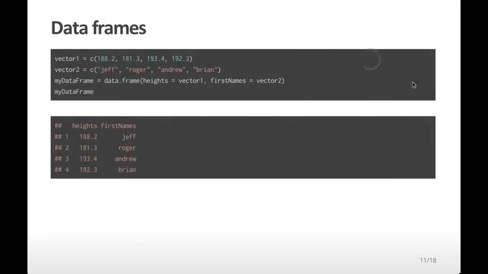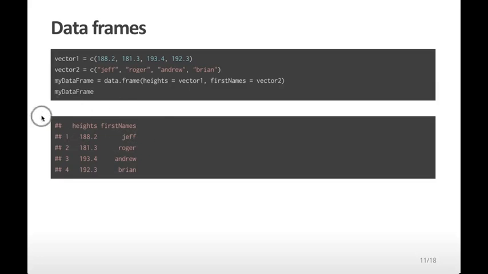However, if we add a 4th measurement to the vector 1, so we have 4 numeric values and 4 text values, we can create a data frame using the data.frame command and assign it the values of heights and first names. If you look at my data frame, it now looks like this. Each column is labeled with the variable name heights and first names, and each row contains the corresponding first value of heights and the corresponding first value of first names.